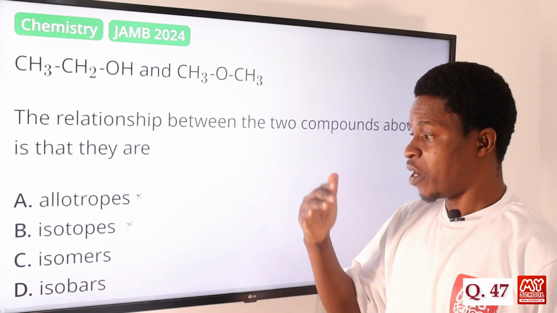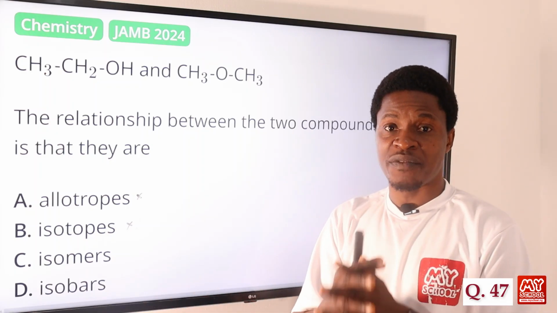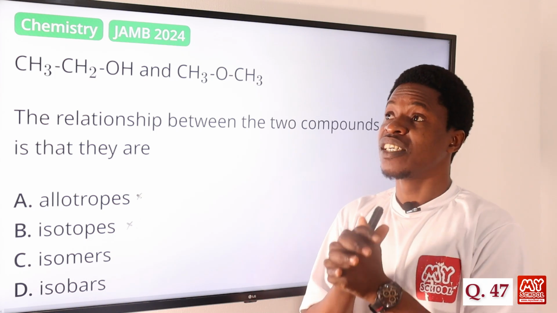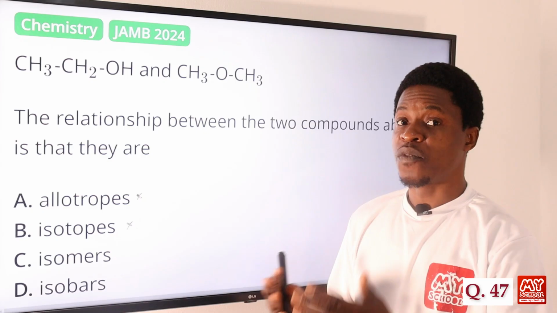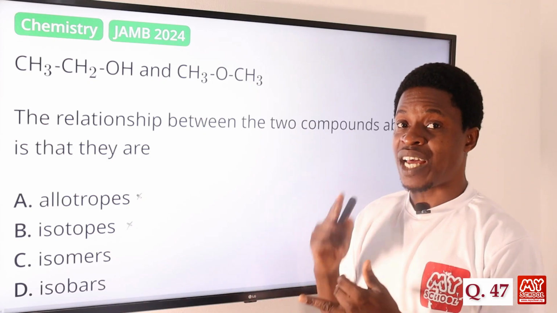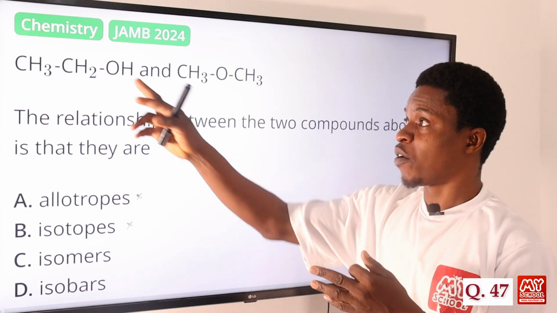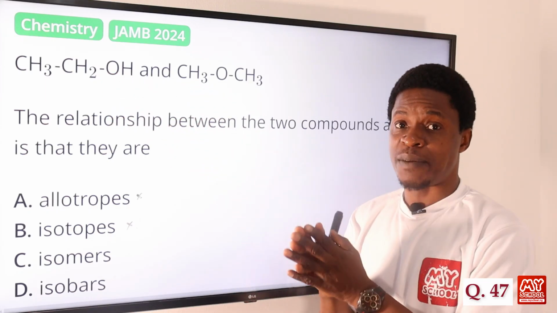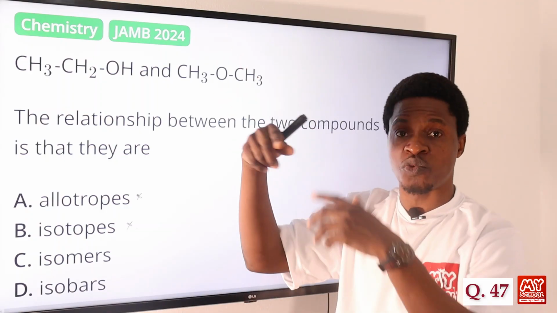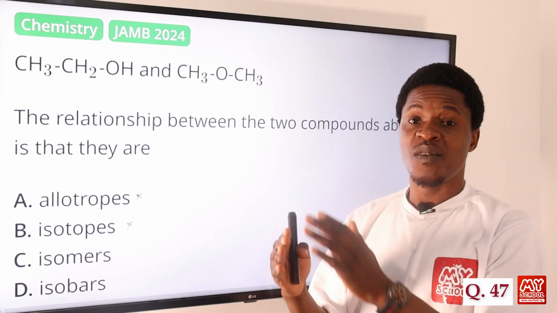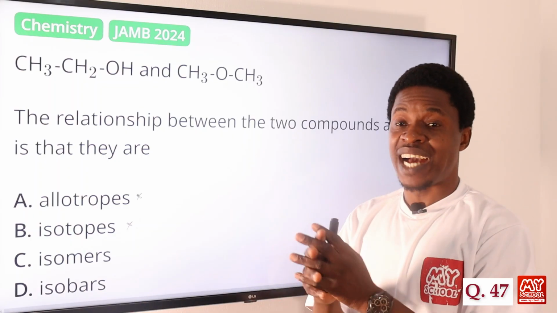Isomers are when we have 2 or more compounds having the same molecular formula but different structural formula. Which means that if you count the number of carbons for the 2 of them, are they the same? If you count the number of hydrogen, are they the same? If you count other elements like oxygen that we have here, are they the same? When you draw them spatially, structurally, they will be different. But the numbers of atoms that make up the compounds are the same.